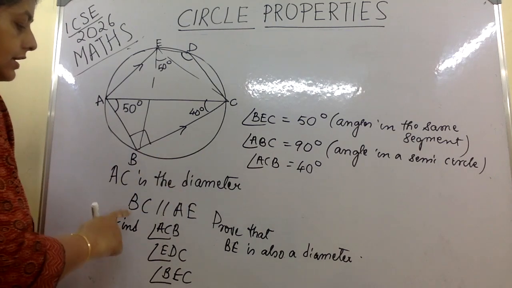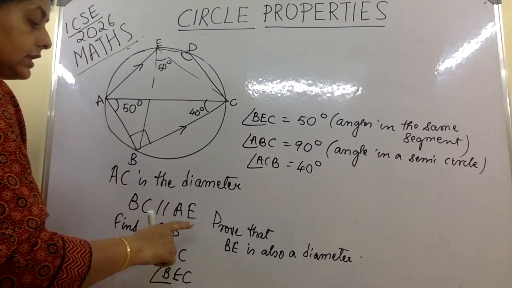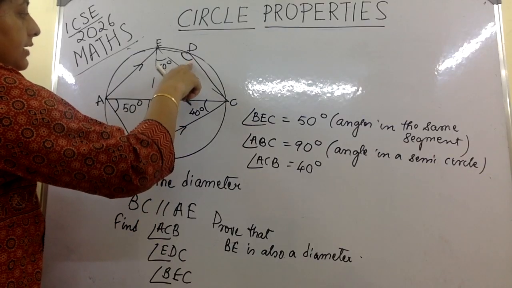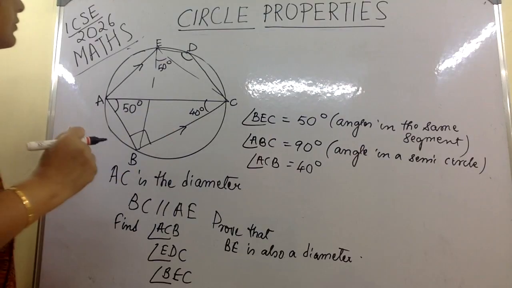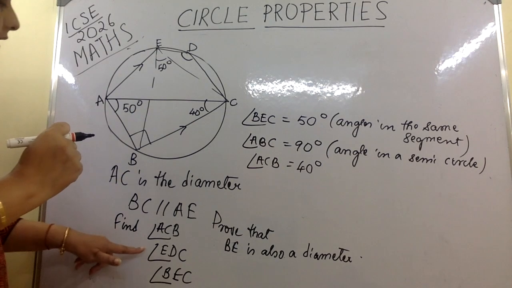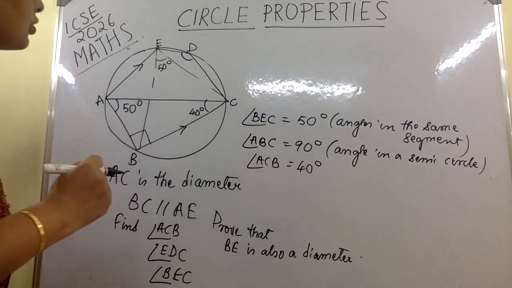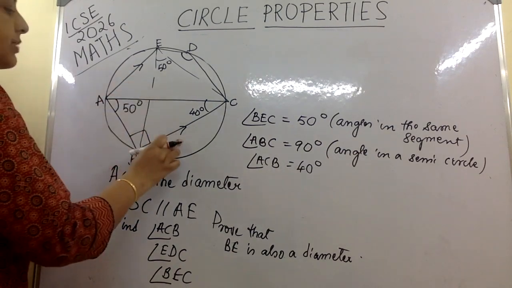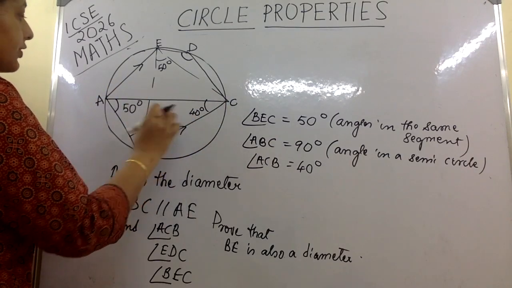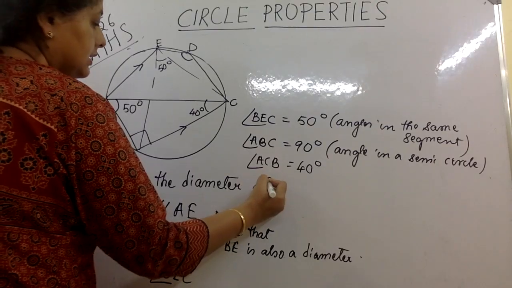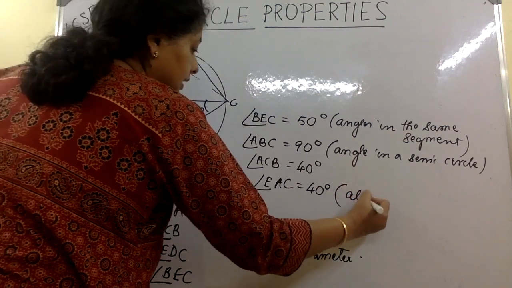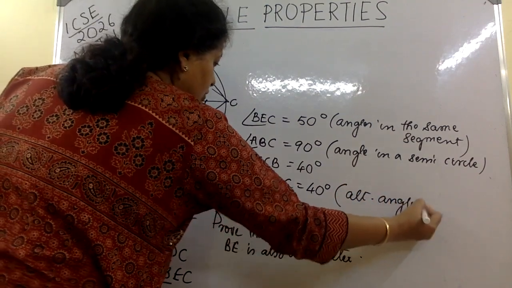Now we have to find this angle, which is angle EDC. That EDC has to be found. Now note one thing, AE is parallel to BC. Therefore, if AC is the transversal, and this is 40 degree, angle EAC is also 40 degree. You can write alternate angle. Short form is also okay.